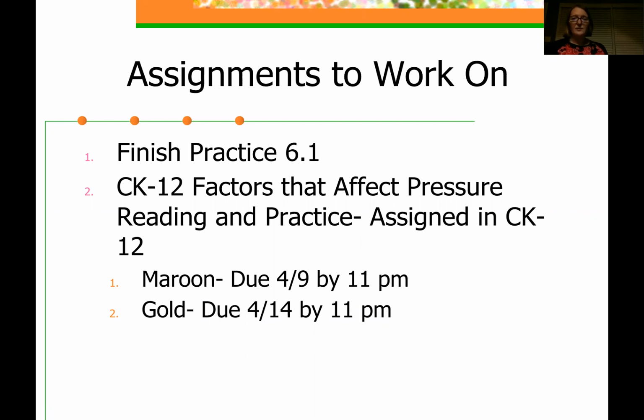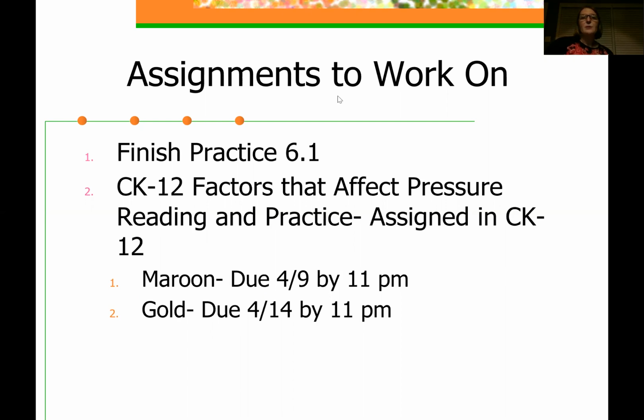So if you go under the assignments, it'll show you, but you'll need to go to your ck12.org account and log in. You should see that factors that affect pressure have already been assigned to you. There'll be a little bit of a reading and a practice to do, but watch that 2-minute video. It really shows you what you need to do there. For Maroon Day, that'll be due April 9th by 11 p.m. For Gold Day, that will be due April 14th at 11 p.m.